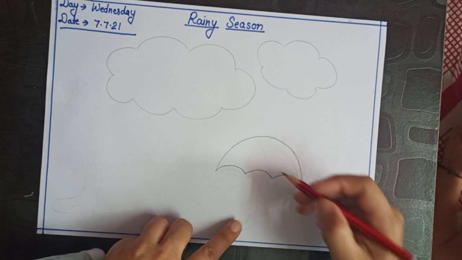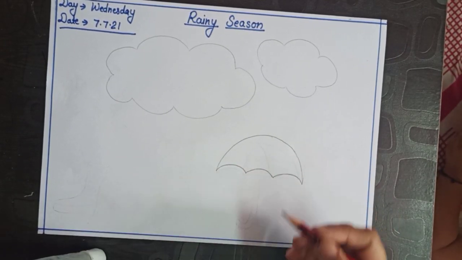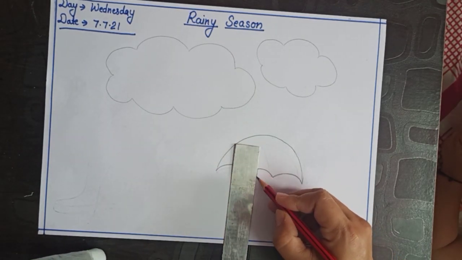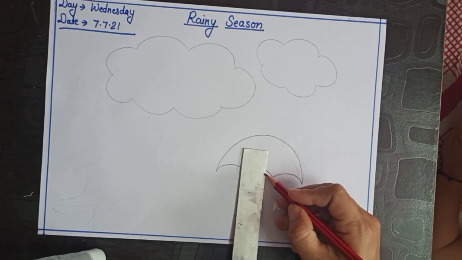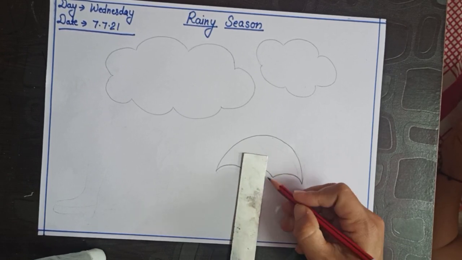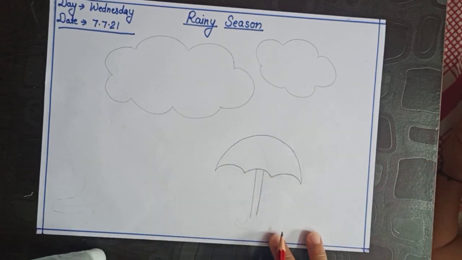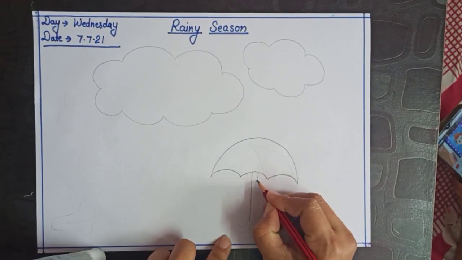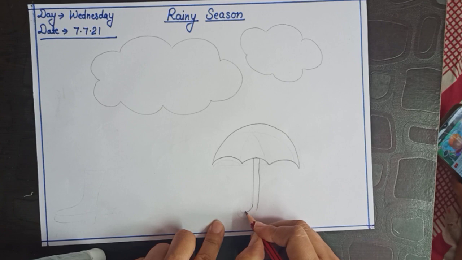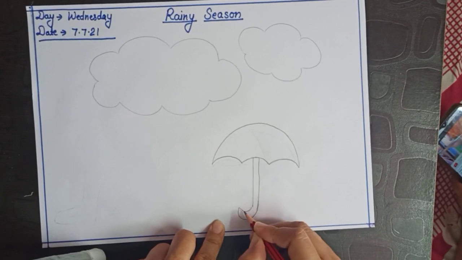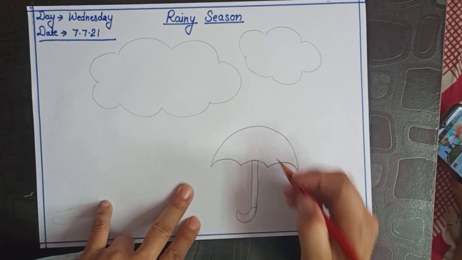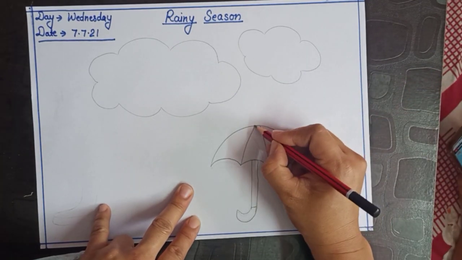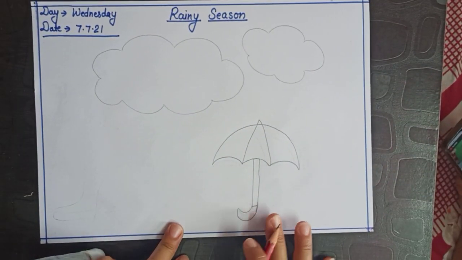Okay, now you can use a scale, like this. Okay, this is an umbrella. Like this. Okay, this is your umbrella.